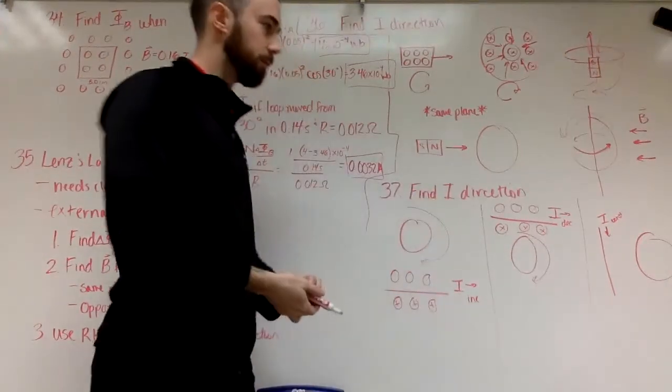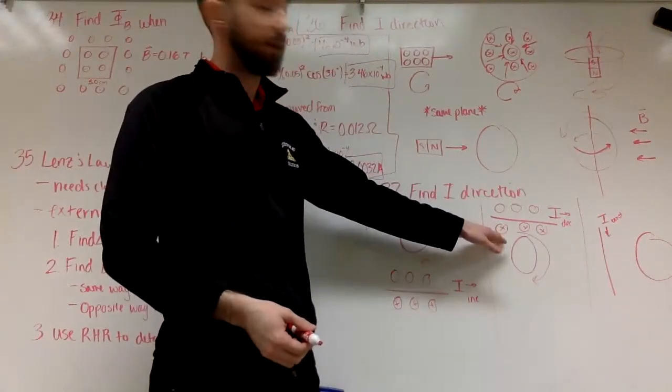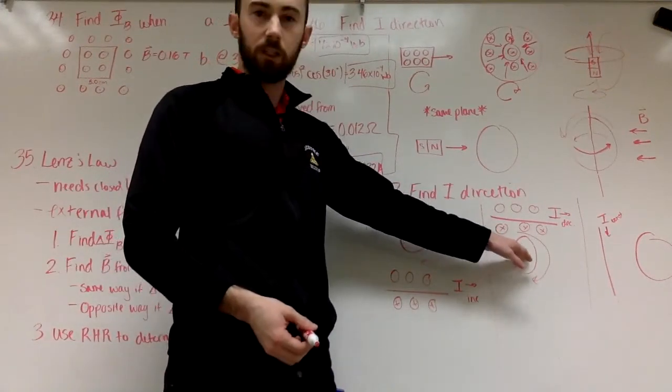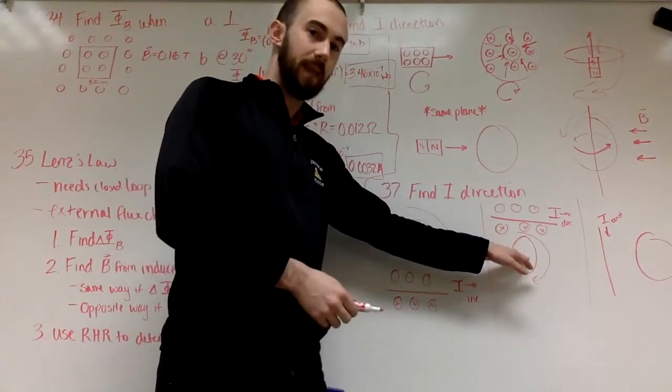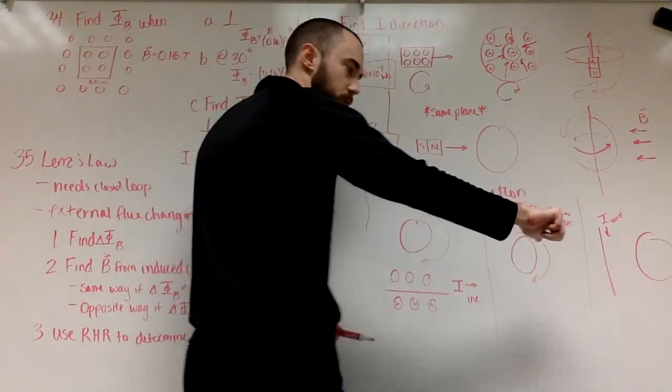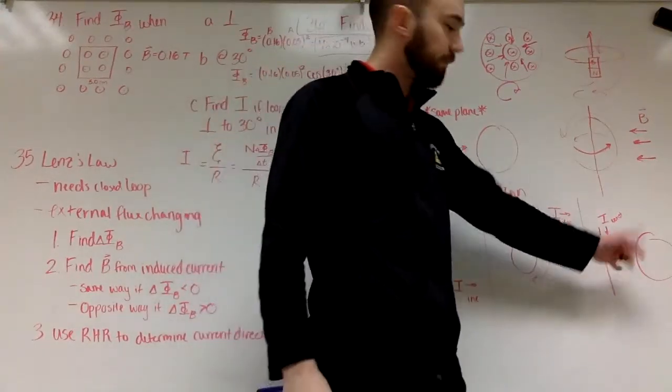Stick my thumb into the page, rotate my hand, I get a clockwise rotation. In this case, just like before, bottom side is going to have field that goes into the page. So it's into this loop, but over time, into the loop is going to weaken. So I'm going to want to create more magnetic field to resist that change in flux. So I point my thumb in just like before, and I end up with a clockwise.